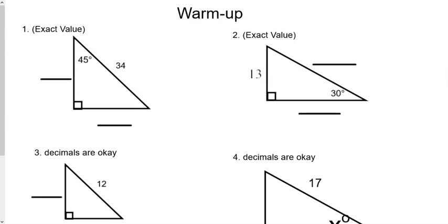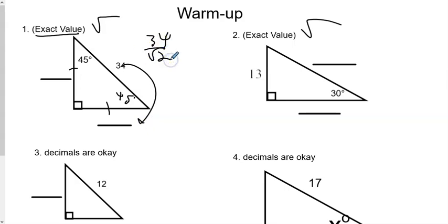So, here we go. Just a quick review. Now, when we say exact value, that means we want radicals, no decimals. Okay? So, if this is a 45, 45, 45, 90, that means these are the same. And we're going from here to here, we're going to divide by radical 2. But we cannot leave our answer like that with a radical on the bottom. So, 34 radical 2 over 2, 17 radical 2.